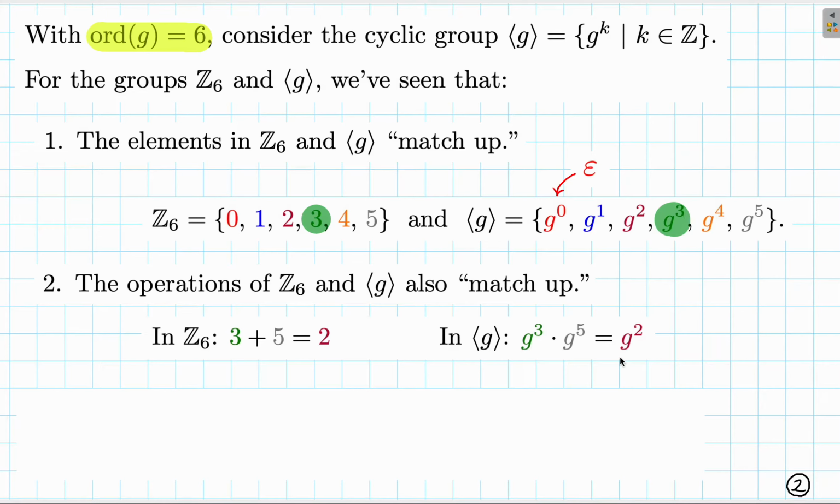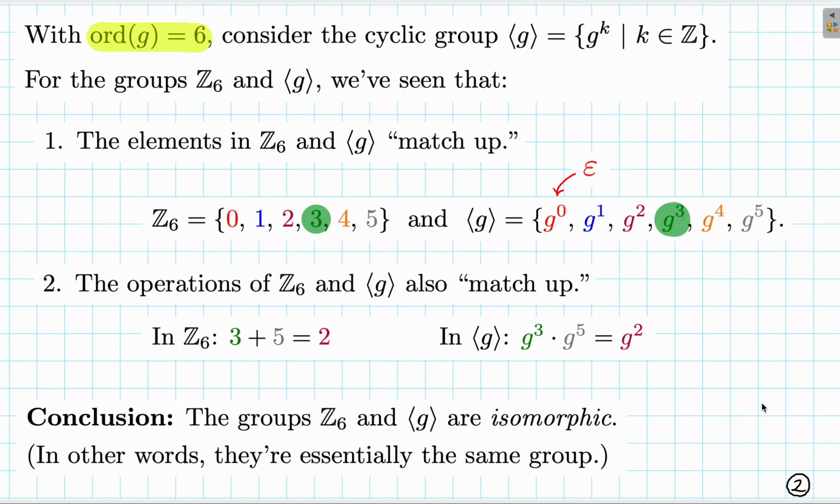And so because the elements and the operations of those 2 groups match up, we say that the groups Z6 and bracket G are isomorphic. In other words, they're essentially the same group. And so now in the next few slides, let's give a more precise definition of what we mean by isomorphic.